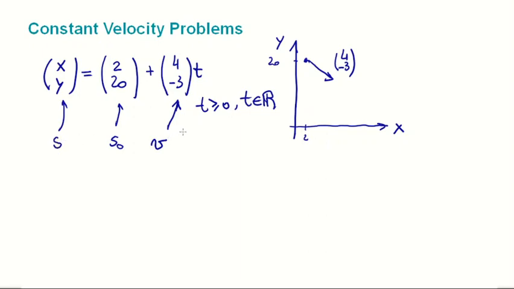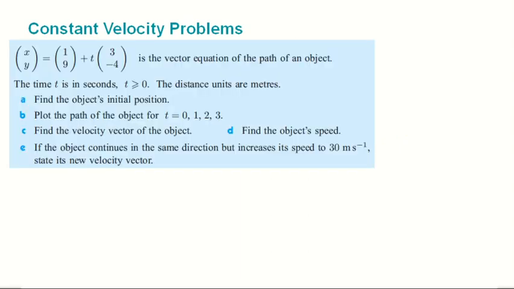So let's take a look at a few examples. We have a fairly simple example here. I've got my vector equation for my line, and it's for the path of an object. At any time I can replace t with time in seconds, for example, after 1 second, 2 seconds, 3 seconds. I can just put the number here and multiply and find out what the position is going to be. Distance is in meters, time in seconds. Letter A, find the object's initial position.